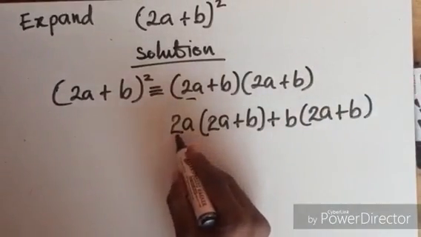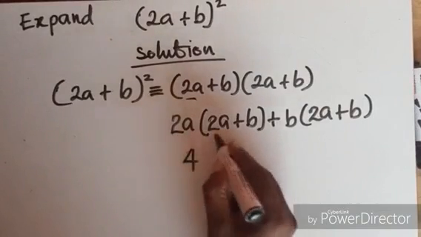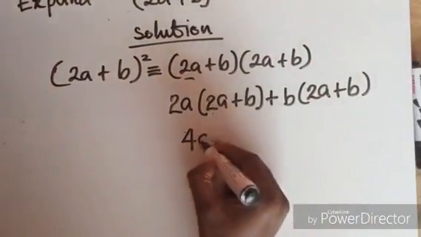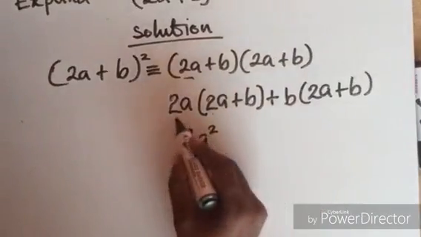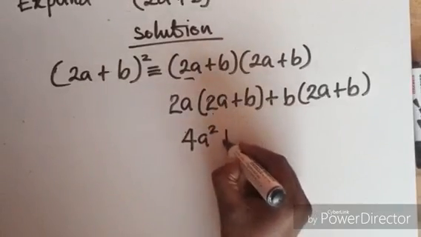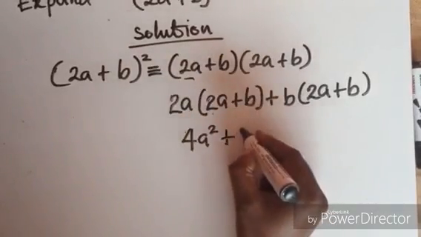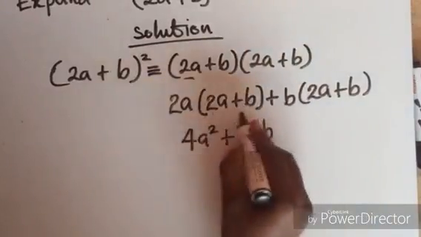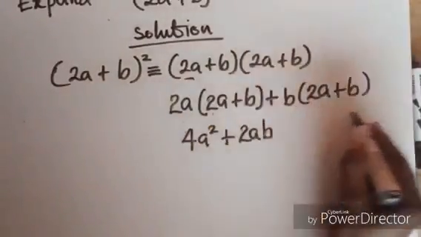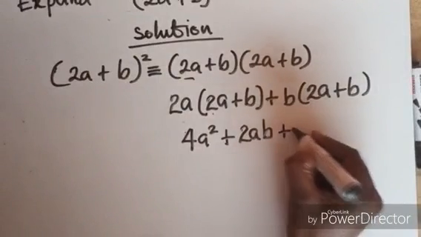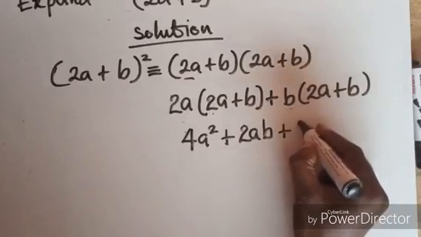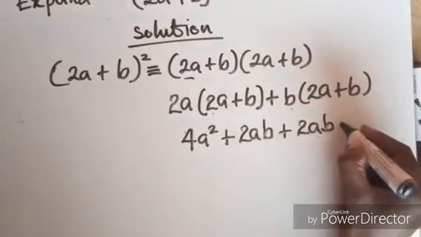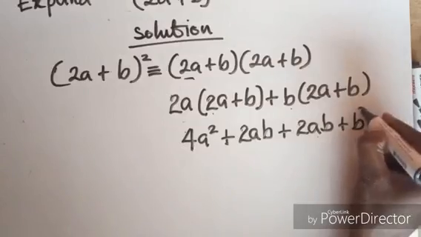Now look, we got 2 times 2, which will give me 4, a and a, which is basically going to give me a squared. Then 2a and b, the variables are not the same, so we put them together. So we're going to have 2ab. So the first term has been multiplied out. We go to the second term, plus b times 2a will give me 2ab. This one has been arranged in alphabetical order, plus b squared.